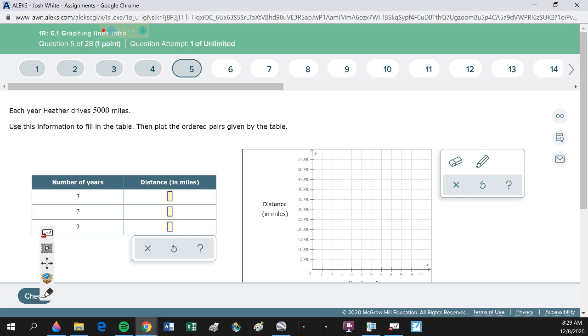So in 3 years, what would be the total number of miles driven? 15,000. So you'll need to graph that. 3, 15,000. And then for 7, you'll graph that amount. And for 9, you'll graph that amount.